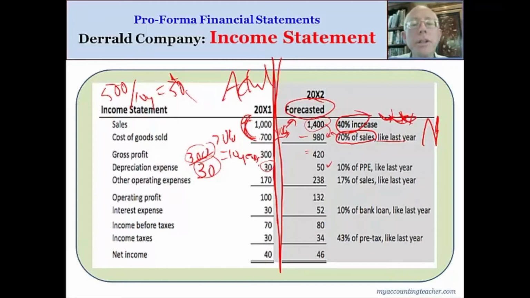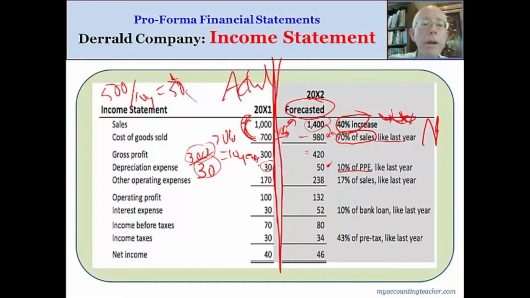Depreciation expense goes up by how much my property, plant, and equipment goes up. And it looks like we're assuming our property, plant, and equipment lasts about 10 years. Or another way to say that is it looks like our depreciation expense is about 10% of property, plant, and equipment. Then if my property, plant, and equipment goes up to 500, then my depreciation expense should go up to 50. That's how much is going to wear out next year.